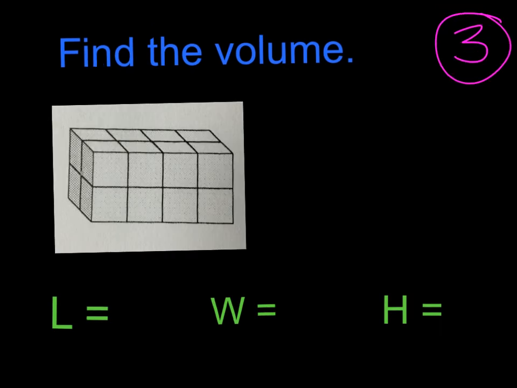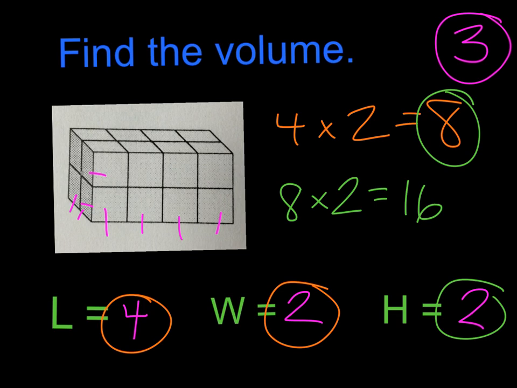This is problem number 3. Find the volume for this figure. Pause the video while you are doing your work, and then unpause it to check your work. The length was 4, the width was 2, the height is 2. 4 times 2 is 8, then 8 times 2 is 16, so you should have had 16 square units.